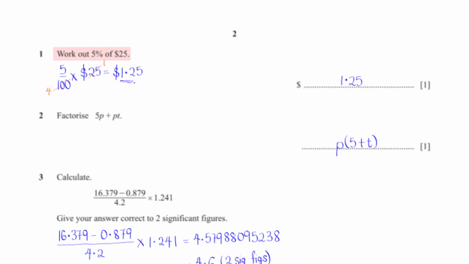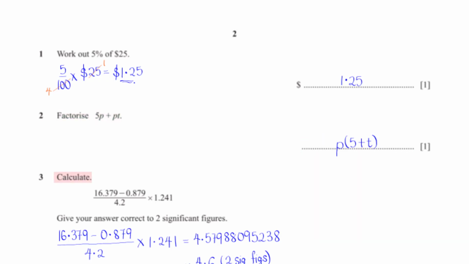Work out 5% of $25. 5% of $25 can be written as 5 over 100 times $25, and this gives us $1.25. Factorize 5p plus pt. When we factor out p, we are left with 5 plus t.